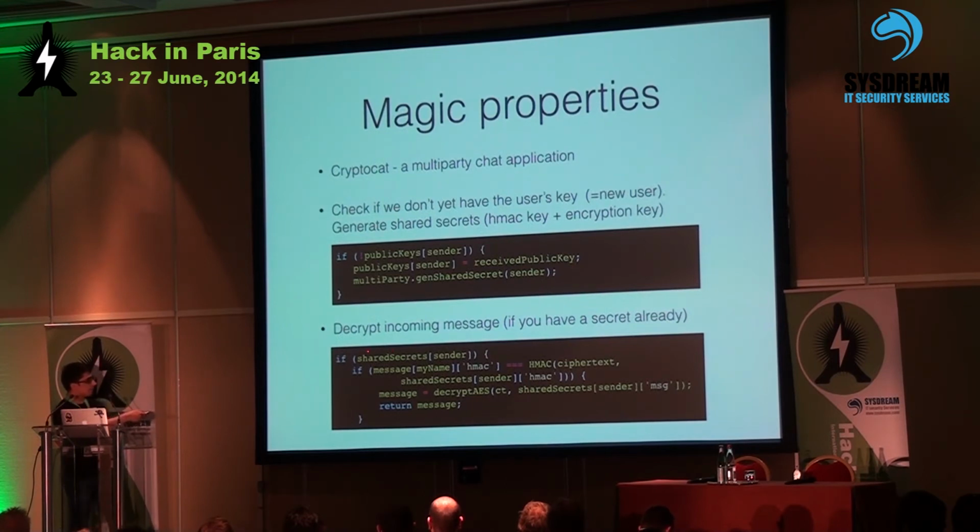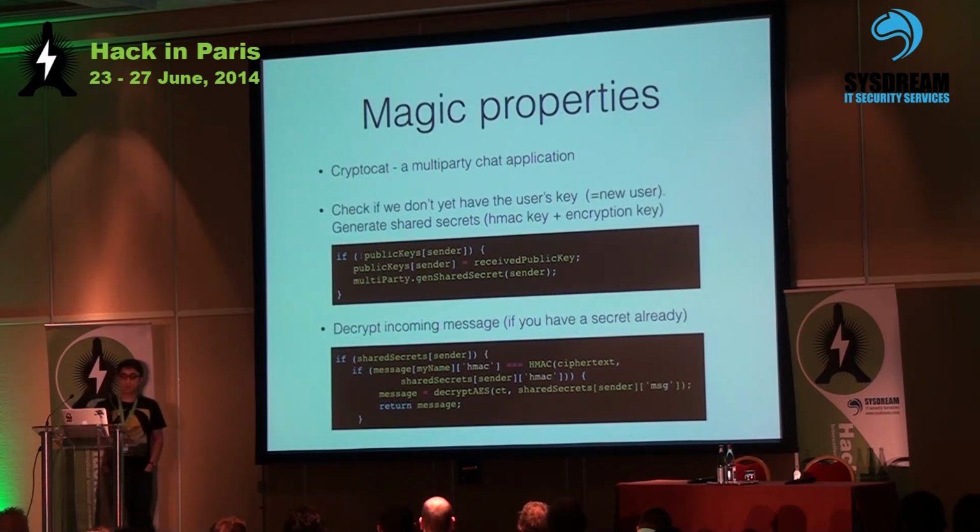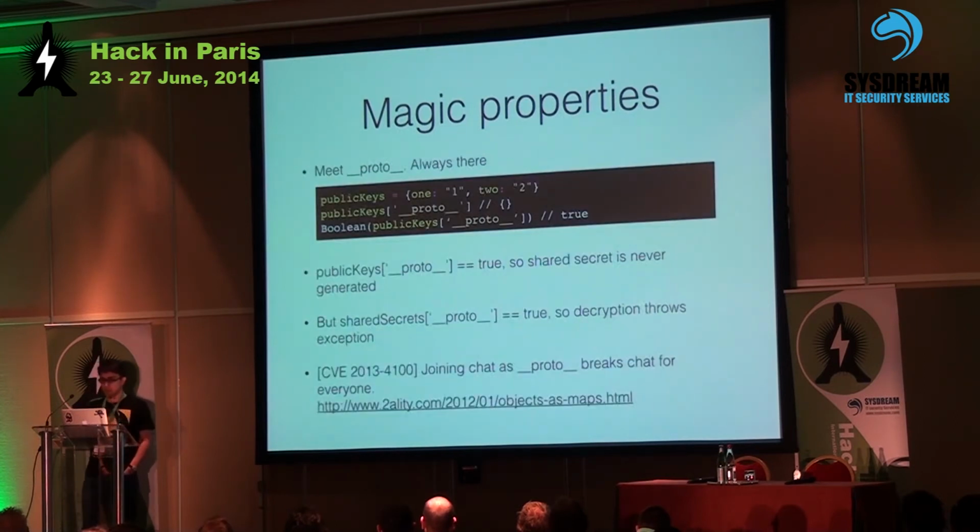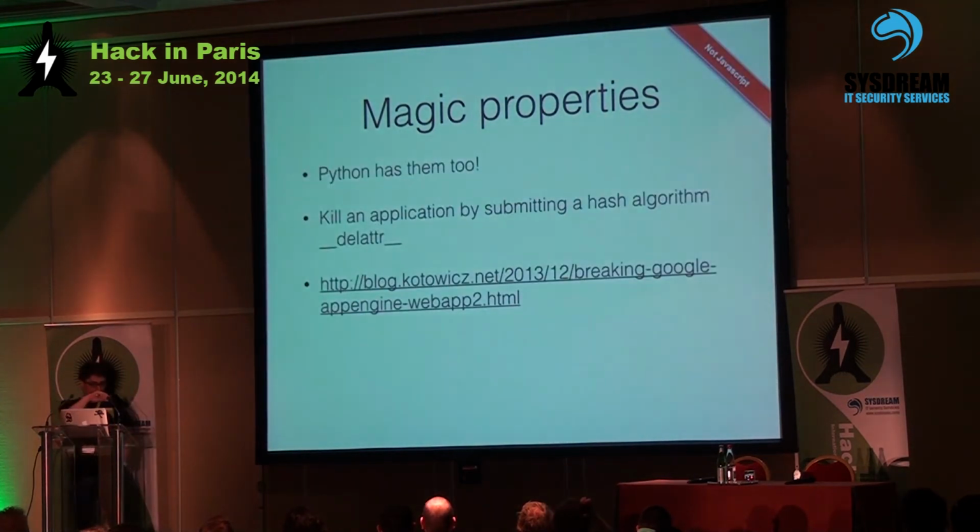And then I send an encrypted message to him, and he checks whether he has a shared secret with me. Again, I'm __proto__, so yes, this block will get executed. But actually, if you try to access the properties of the __proto__ object, it's just an empty object. So this code will throw an error. As a result, whenever someone named __proto__ joined the multi-party chat, he broke the chat for everyone else. They couldn't communicate with each other. So again, JavaScript magic.